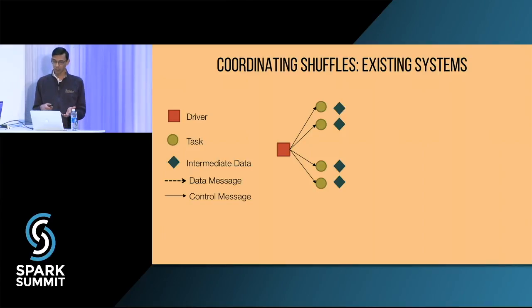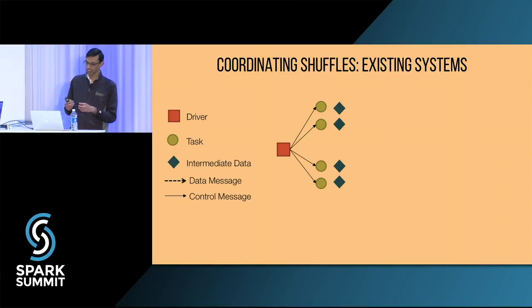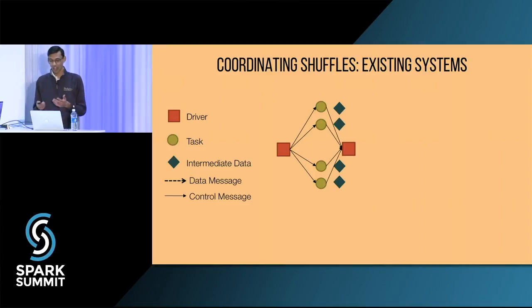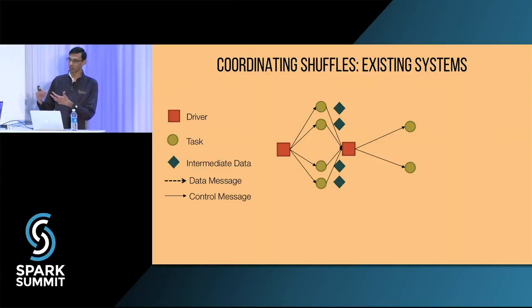So in existing Spark, what happens is that we first launch these map stage tasks, shown in green here, and then they produce some output, which is this intermediate data shown in these blue boxes. Now, after this map stage finishes, we do some coordination, and then the driver launches these reduce tasks that are going to actually process the map outputs.